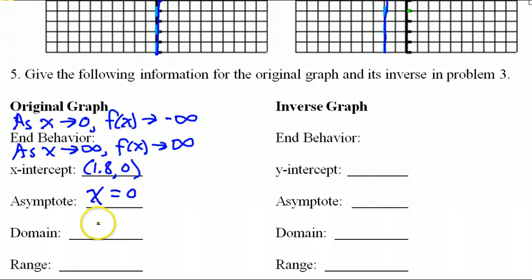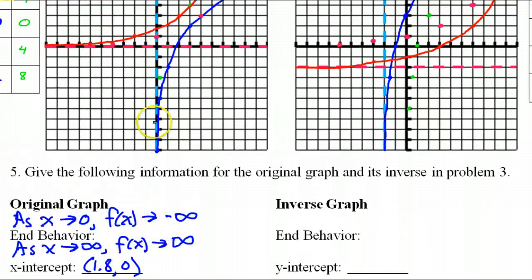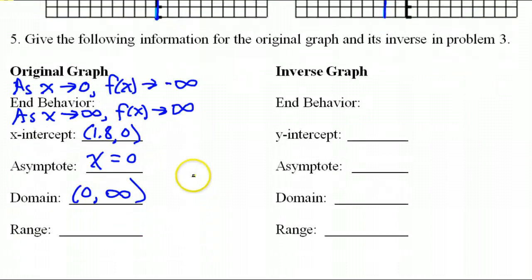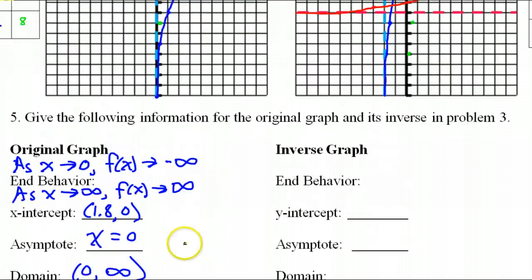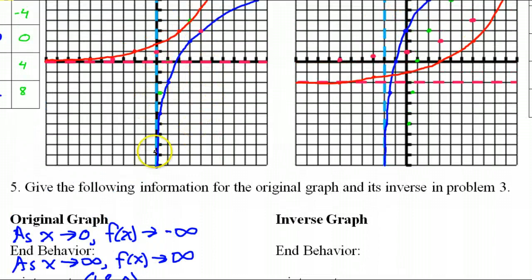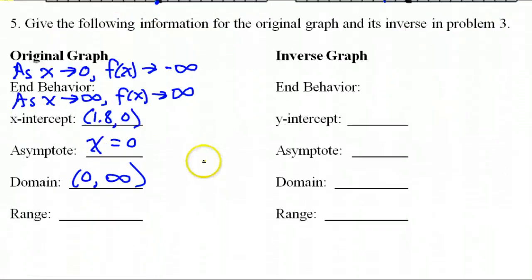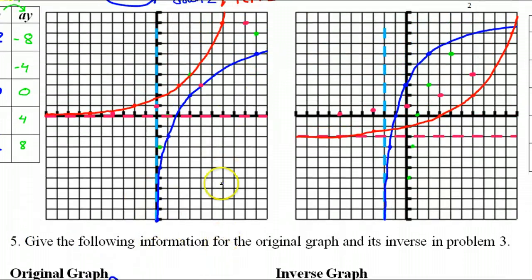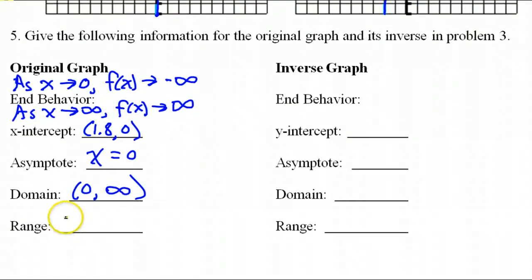All right, my domain, that's left to right, so that's 0 to infinity. Notice it's a round parenthesis because we don't actually touch the asymptote, not included. Now the range is bottom to top, so it goes down forever and up forever. So that's negative infinity to positive infinity.